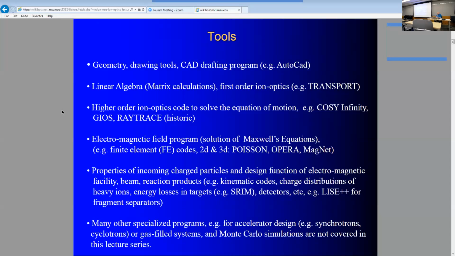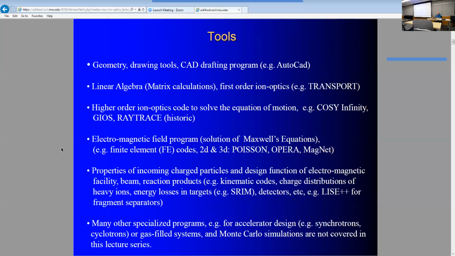So we are not teaching here how to create fields, but field calculations are a part of a whole project. People who have designed a system like that have probably done field calculations, like Poisson, the old program used for many years. Opera is a commercial program available here. Magnet, there are many others. These are typically finite element codes. The Maxwell code is becoming more and more popular here, so you may have heard about that program or actually done calculations with it.